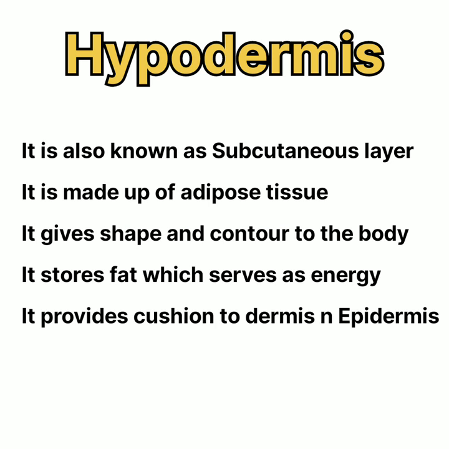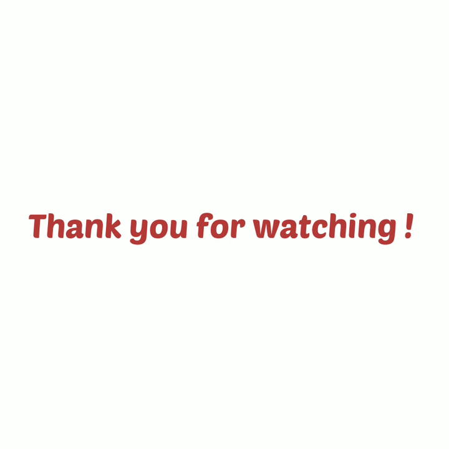Hypodermis, it is also known as the subcutaneous layer. It is made up of adipose tissue. It gives smoothness and contour to the body. It stores fat for use as energy. It serves as an insulating layer. It acts as a protective cushion for epidermis and dermis.